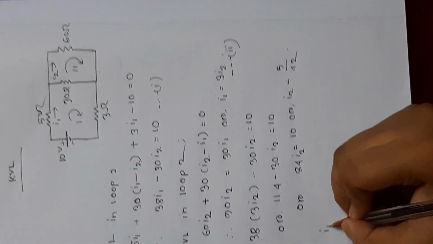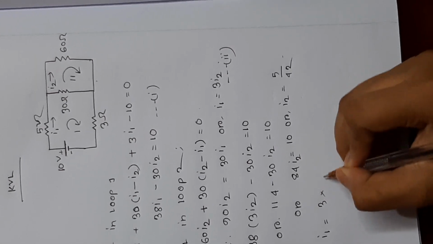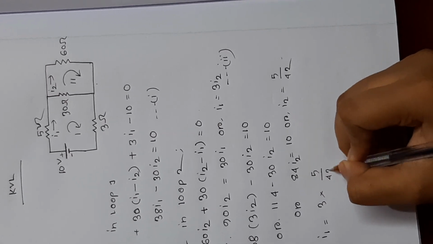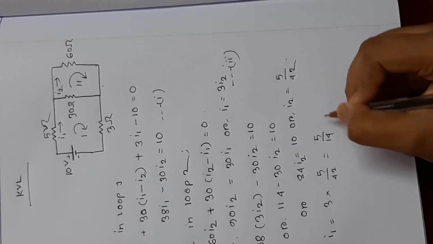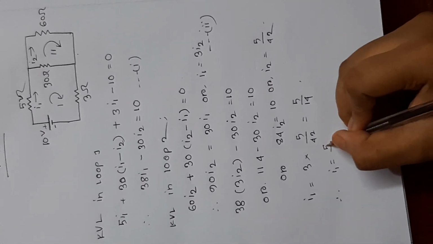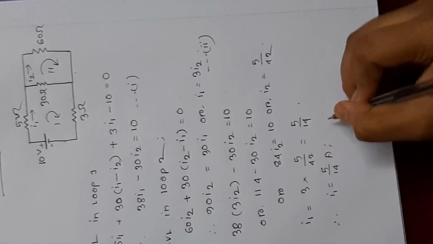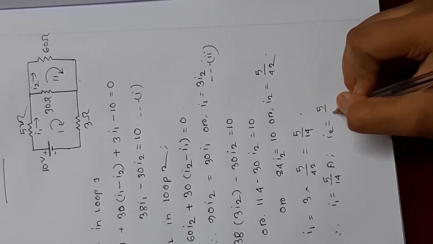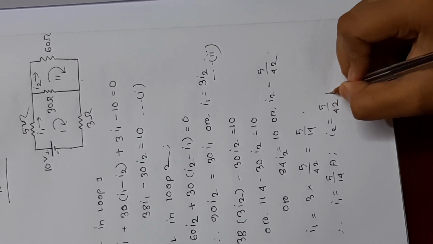Then I1 is equal to 3 into 5 by 42, which is 5 by 14. So here we can find I1 is equal to 5 by 14 ampere and I2 is equal to 5 by 42 ampere. That's it.